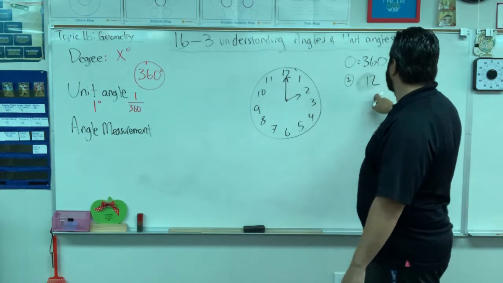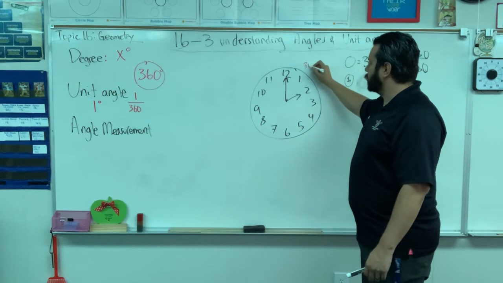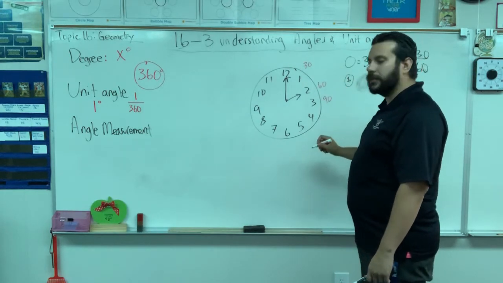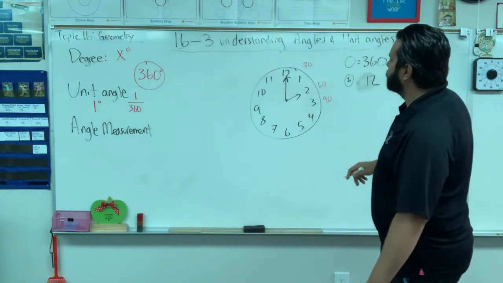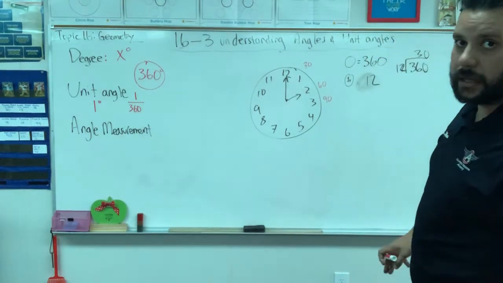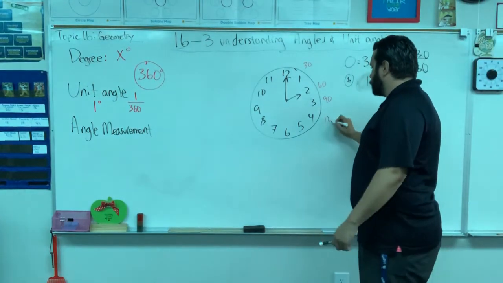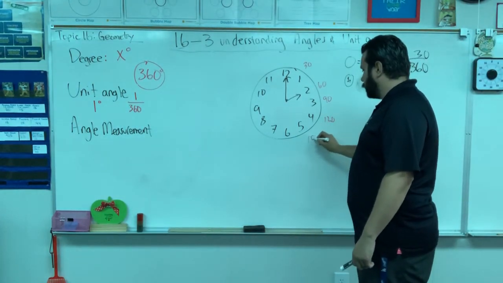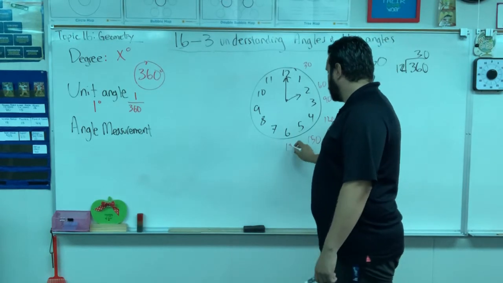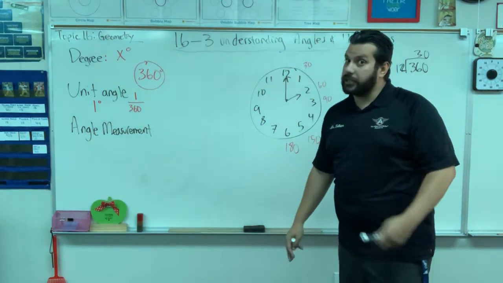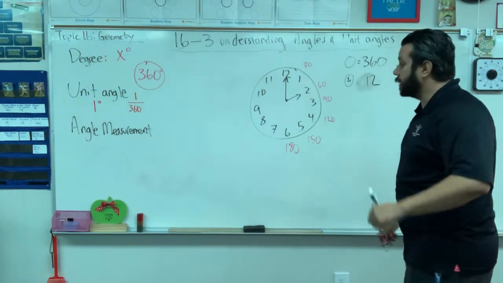One over, we said one division is 30 degrees. 30, 60, 90. Well, that looks right so far because if you look between 12 and 3 on a clock, it should be a right angle. 120, 150, 180. Between 12 and 6, that looks like a straight angle, which is 180 degrees.